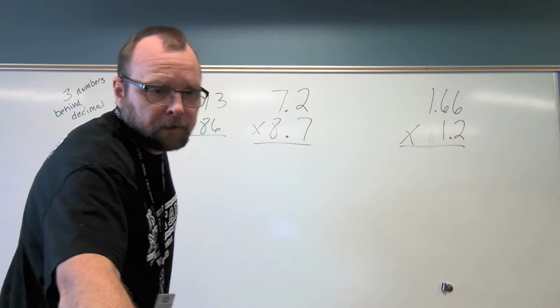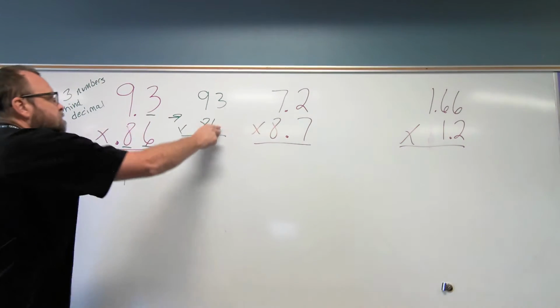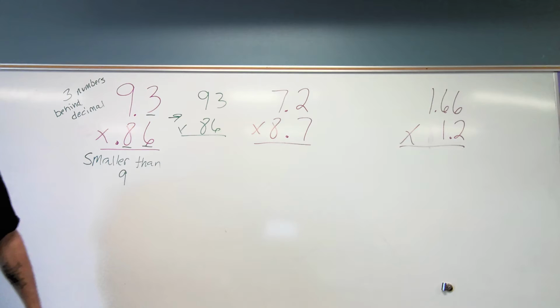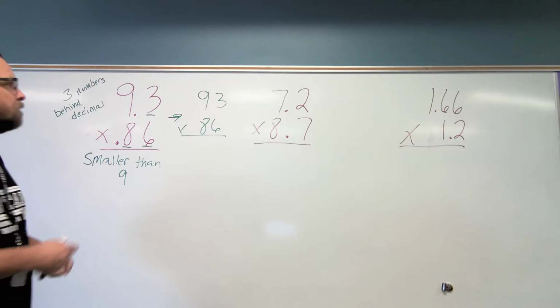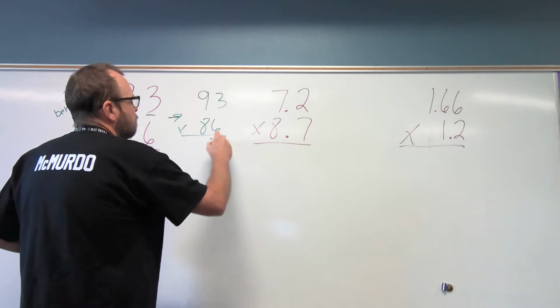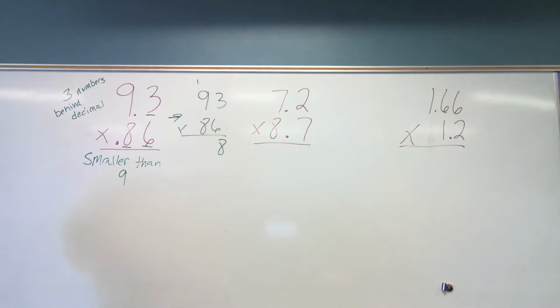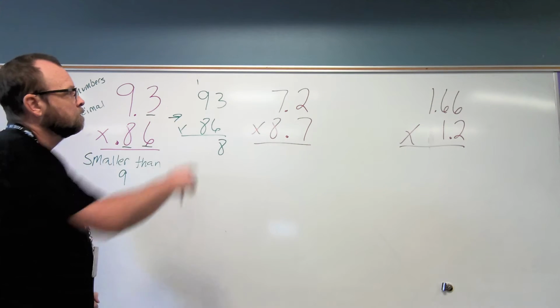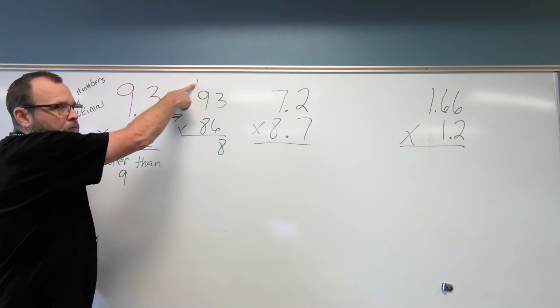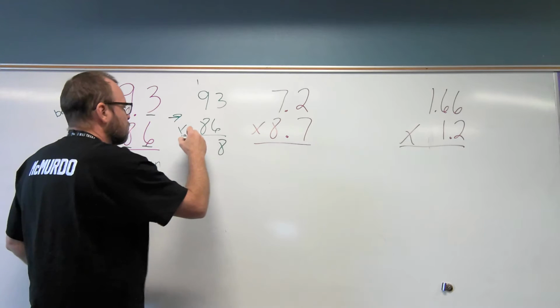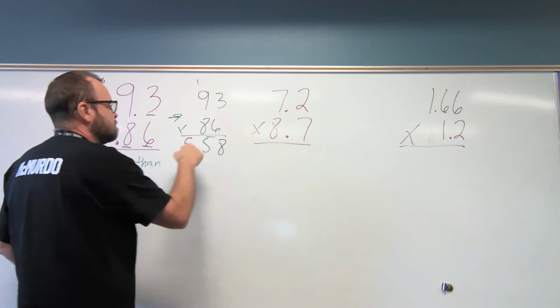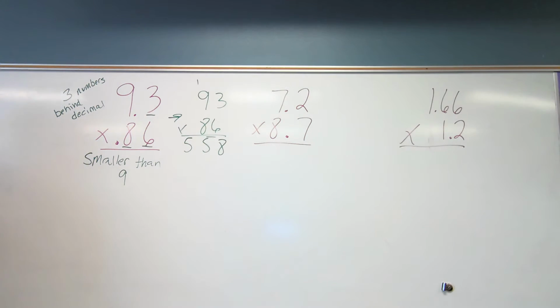So here we go. Knox, what's 6 times 3? 6 times 3 is 18. That gives me 18 ones, or 8 ones and 1 ten. Knox, what is 6 times 9? 6 times 9 is 54. Plus 1 more that I carried over? 55. Good. So I have 55 tens, which is the same as 5 hundreds and 5 tens.